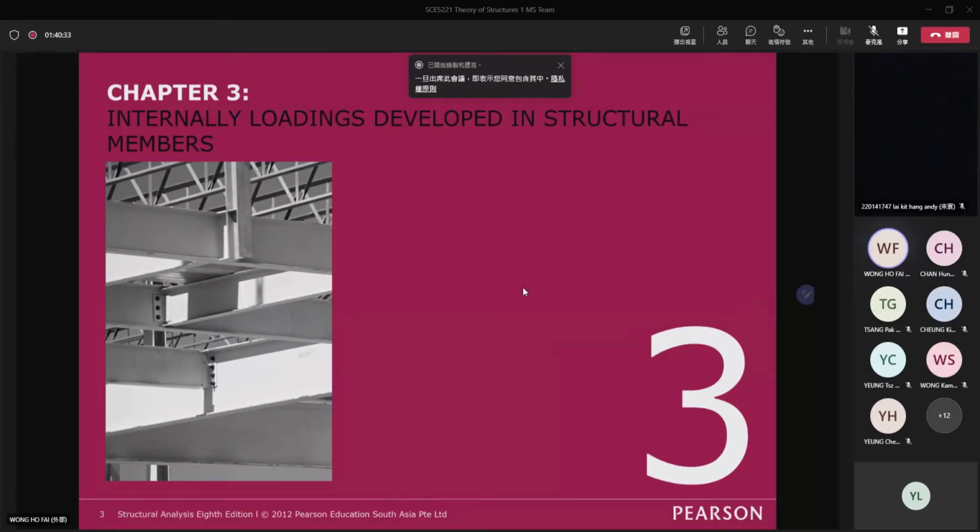Actually, some of them have been taught before, like in structural mechanics or mechanics of materials. So you should have some idea of that. And some of the concepts you have learned before, and you can treat it as a kind of revision.